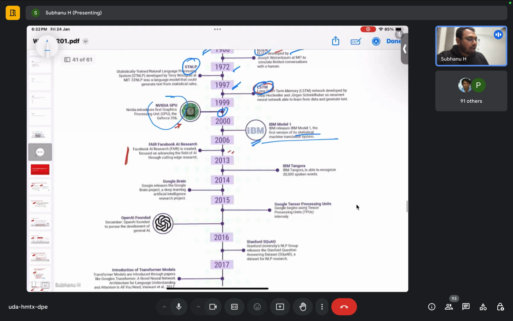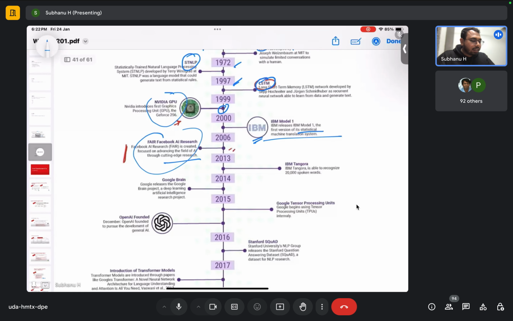Then Facebook came into the picture in 2010. Facebook came into the market, and Facebook AI Research was created. Facebook has the better thing, that they have the data. That's why they came up with the research lab, and they started working. And then Google also started its research on NLP in 2014-15.